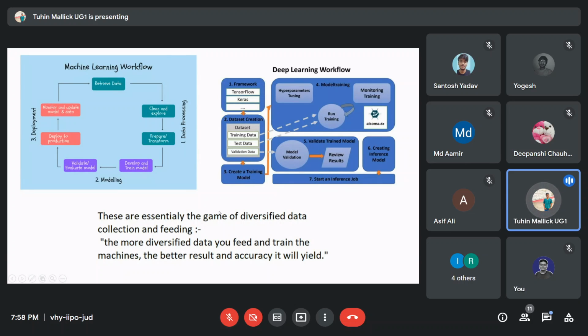The game of diversity. Once again, there are data scientists that stress this word. These are essentially the game of diversified data collection and feeding. The more diversified data you feed and train the machines with, the better the resulting yield and accuracy will be.